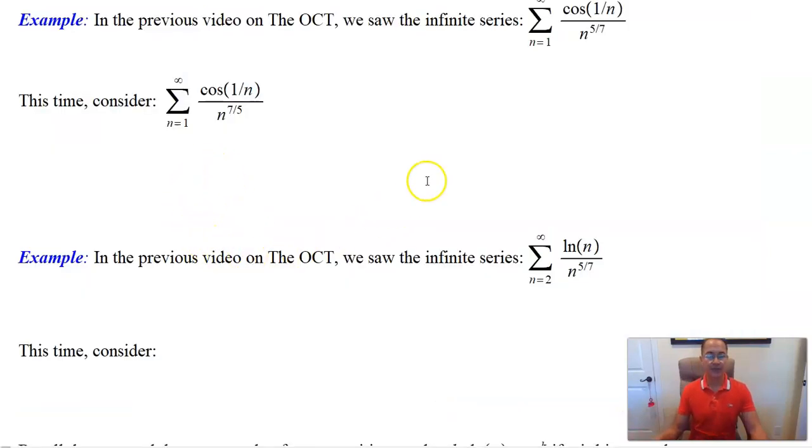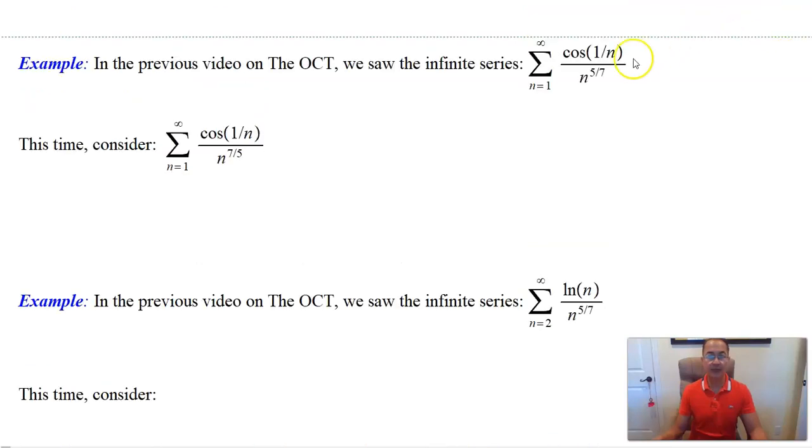Our first two examples will be based on something we saw in the OCT video. We saw this infinite series where summation n equals 1 to infinity cosine 1 over n to the 5 over 7, right? And what did we do there? We said that this is bigger than 1/2, so the series is bigger than 1/2 over n to the 5 over 7. We just reviewed that summation 1 over n to the 5 over 7 is divergent, and so our bigger series must also diverge.